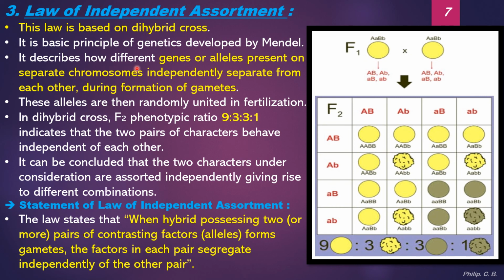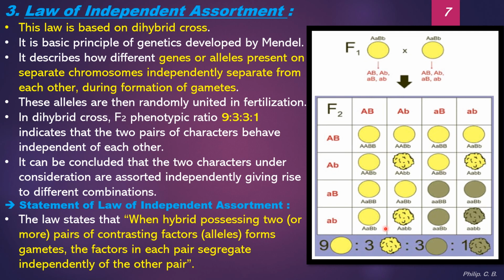It describes how different genes or alleles present on separate chromosomes independently separate from each other during formation of gametes. These alleles are then randomly united in fertilization. In a dihybrid cross, the F2 phenotypic ratio is 9:3:3:1, as we saw in the dihybrid ratio by the checkerboard method. This indicates that the two pairs of characters behave independently of each other. It can be concluded that the two characters under consideration are assorted independently, giving rise to different combinations.